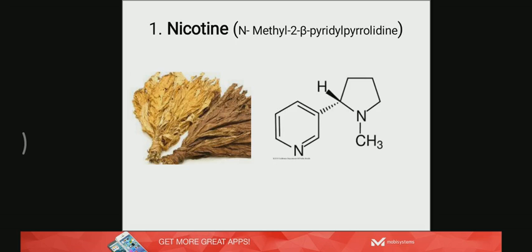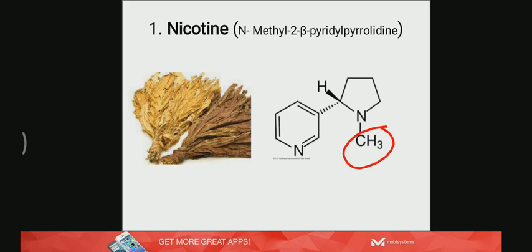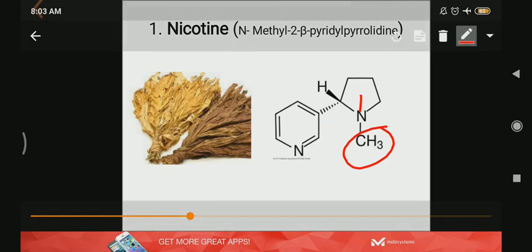Alkaloids are classified based on the structure, so the last part of the name will be the parent name. So it is a pyrrolidine alkaloid, and if you look at the name, it is N-methyl because this methyl is on nitrogen. And then numbering this pyrrolidine ring, number 1 is given for nitrogen, and then 2 for this carbon, then 3, 4, 5. This is how we number this pyrrolidine ring.